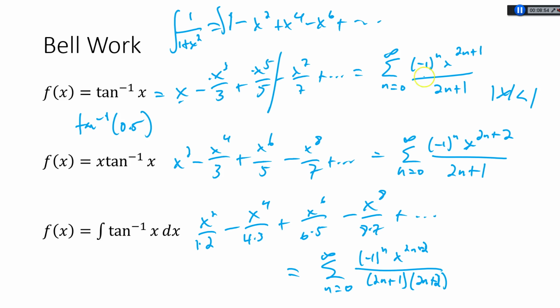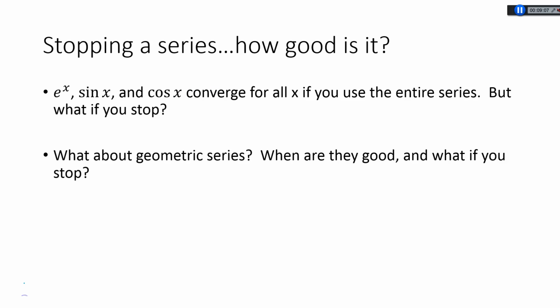If I want to get closer, I can use more terms, but the question is, exactly how close am I? So what we're kind of driving towards is how many terms would I have to use to get like within 0.01 or 0.001? Like how far do I have to go to make sure I'm close enough? And the answer is, well, the more terms you use, the better. And what we've seen on Desmos is that e to the x, sine x, and cosine x converge for every x if you use the entire series. But what if you stop?